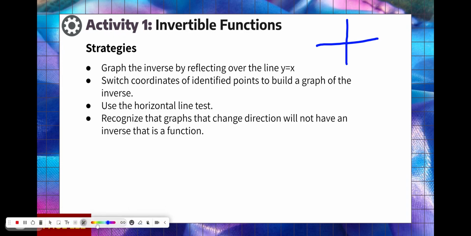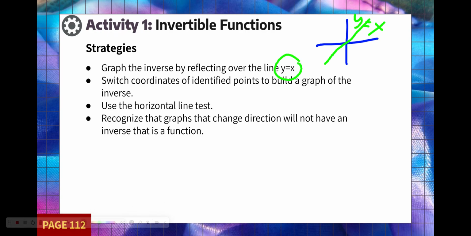Let me change the color. If I do this, this is your y equals x. Okay, that's the line y equals x, the green one. Switch coordinates of identical points to build a graph of the inverse. What is switching is the table that we did, where we switch the x to y and y to x. Use horizontal line test.